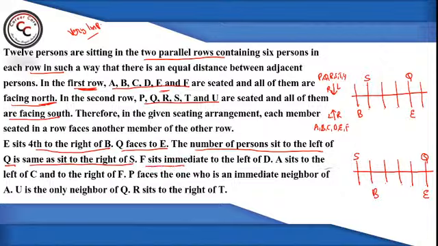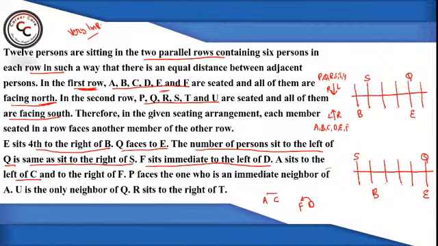Then F sits immediate left of D. So immediate left of D, who is present? F. So F and D are consecutive places. You can put them here, here, or here. You are getting possibilities. Then A sits to the left of C.